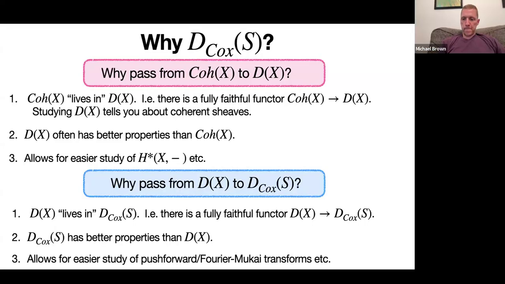Yeah. Great. So again, going back, why pass to the Cox category? There's no loss of information. By studying it, we can recover results about the derived category, or for me, even better, coherent sheaves. But it seems to have better properties. That's going to be our main theorem. And as an added bonus, just like the derived category, this perspective makes it easier to see and compute certain push forwards, derived push forwards, of which sheaf cohomology is one example, but other things as well.